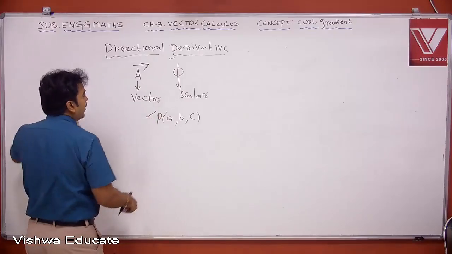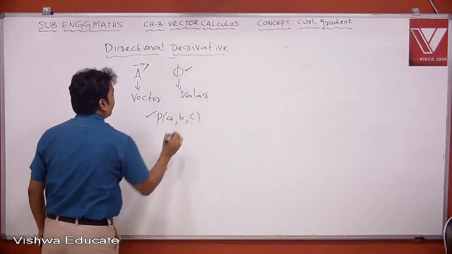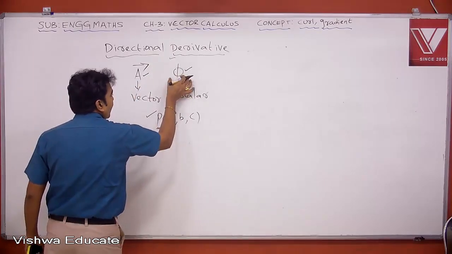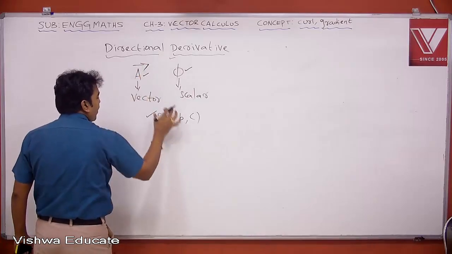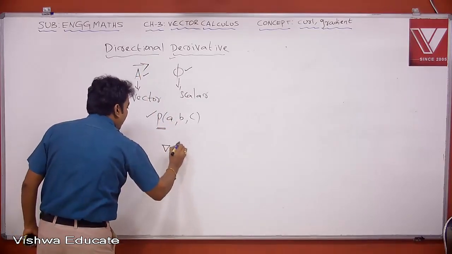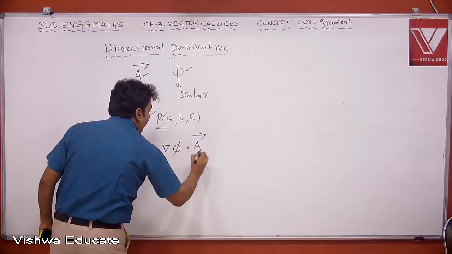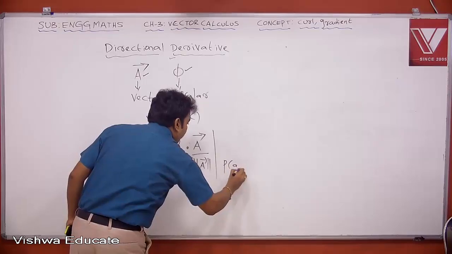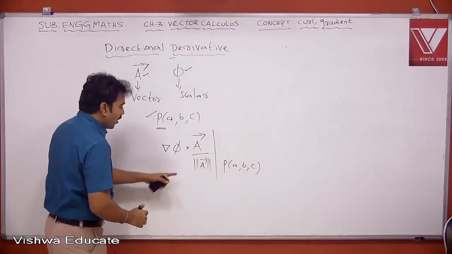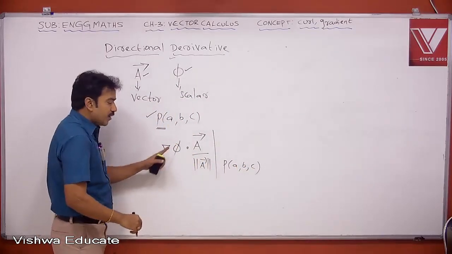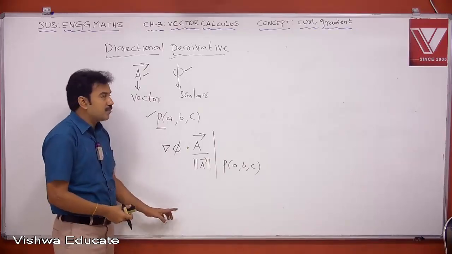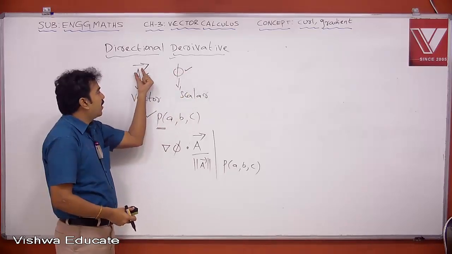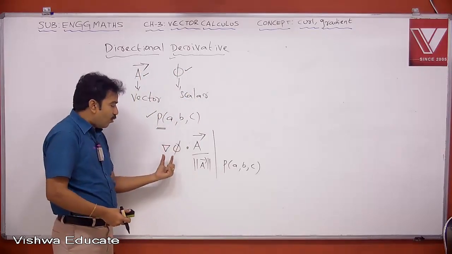So what we need is the directional derivative of this scalar in the direction of this vector at this point. The directional derivative of this scalar in the direction of this vector at this point is given by del phi dot A bar divided by norm A bar at the point P(a, b, c). When you simplify the whole expression, you get some constant. That constant is nothing but the directional derivative of the scalar phi in the direction of the vector A bar at the point P.